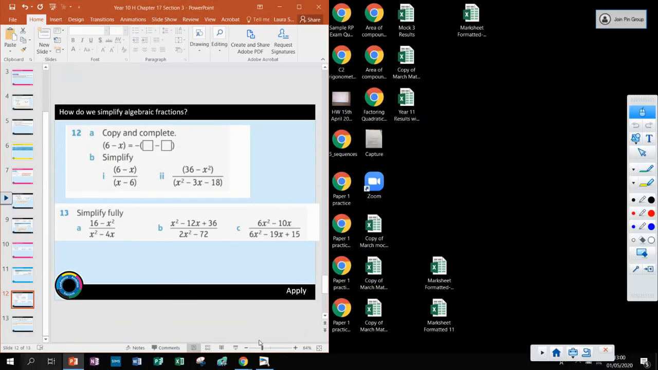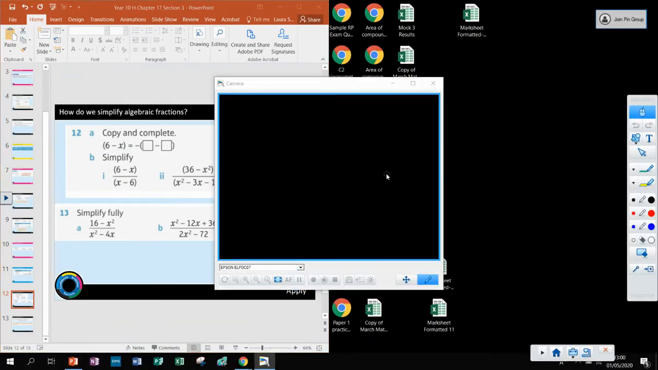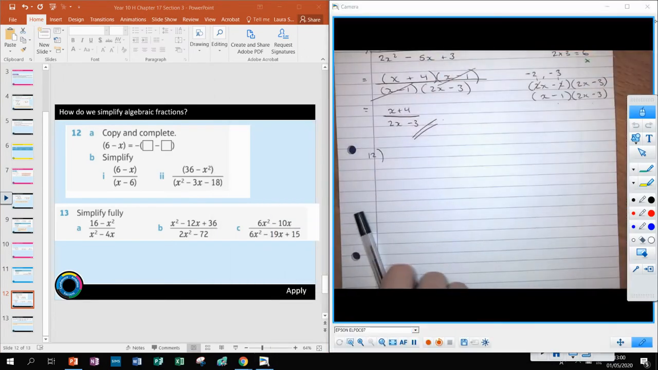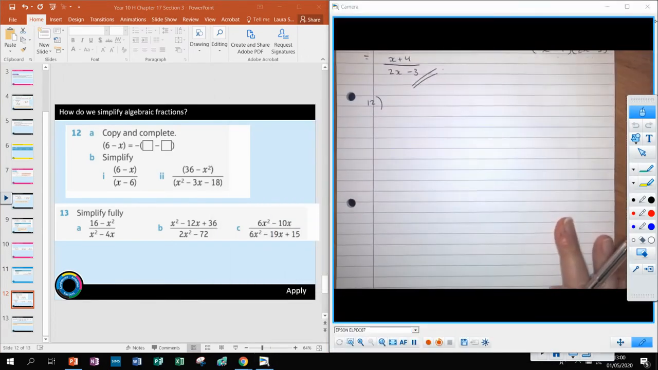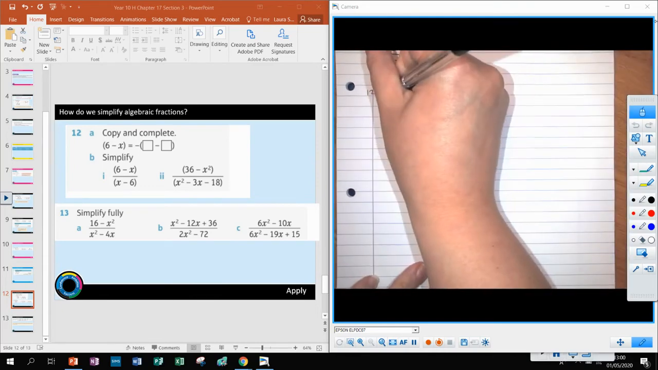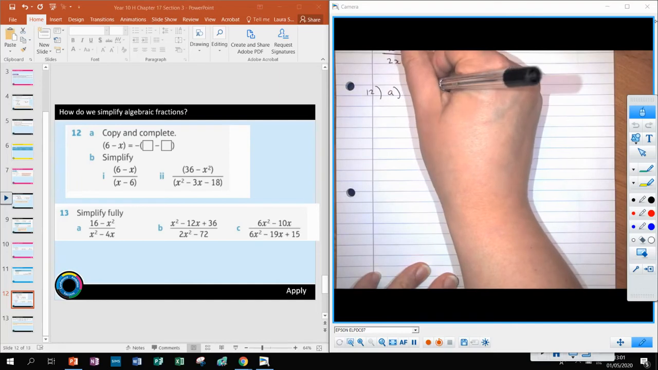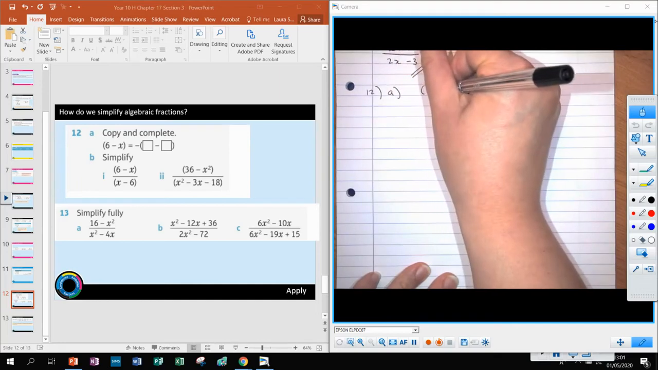Okay. What you'll notice, as per normal, is they tend to, on these longer questions, give you a bit of a hint for part A. Part A of question 12 says to copy and complete. And what they're asking you to do is factor out a -1.